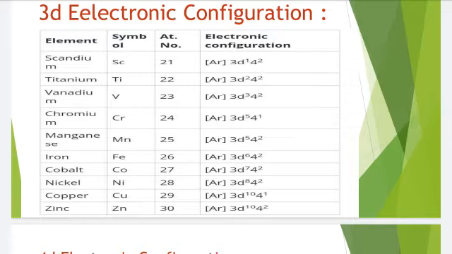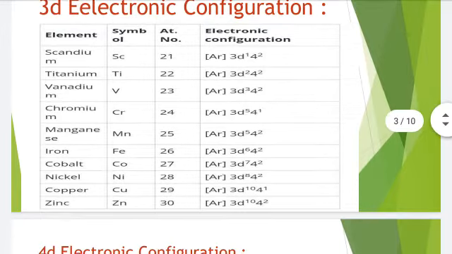3d electronic configuration. The 3d series starts from scandium to zinc, atomic number 21 to 30. The near noble gas is argon, 18, and then continuous valence shell 3d 4s. The s is missing in this electronic configuration, so observe it: 3d1 4s2. But the anomalous behavior of chromium and copper is different because they attain half-filled or fully-filled stability.